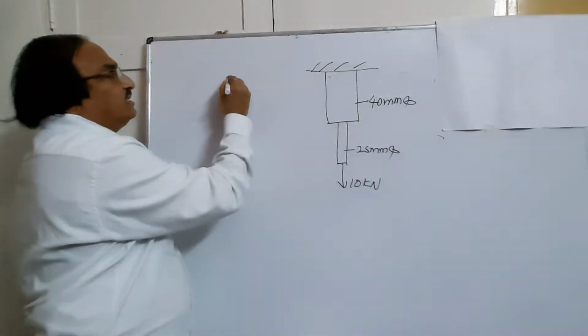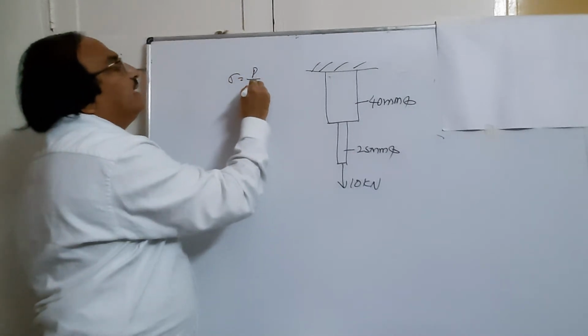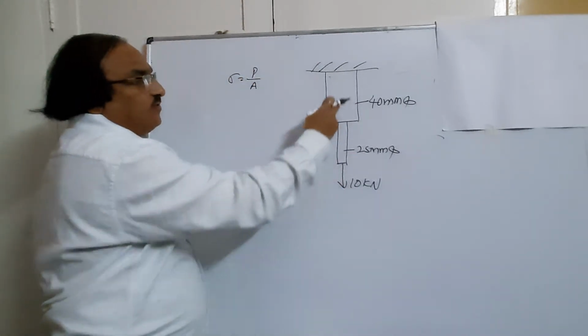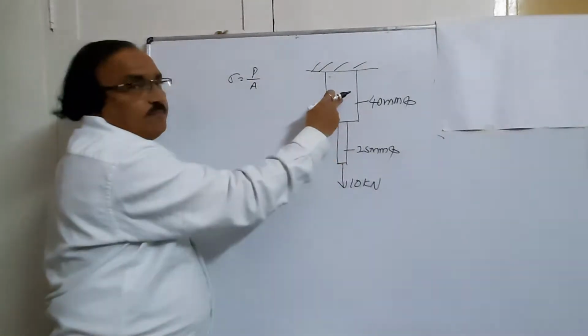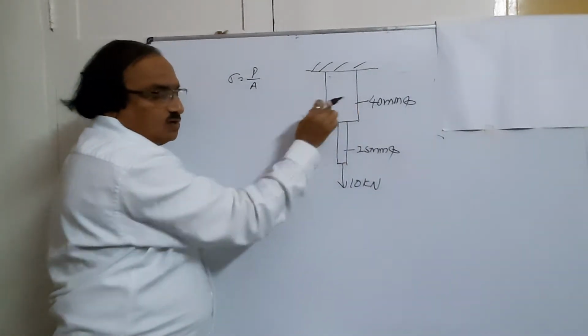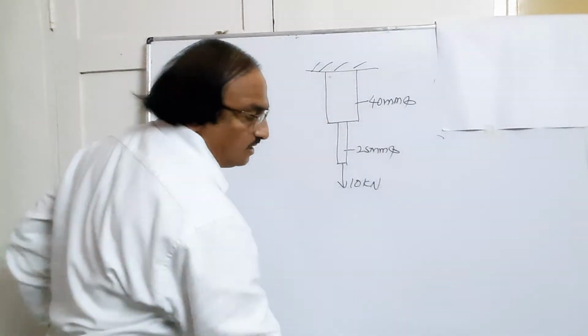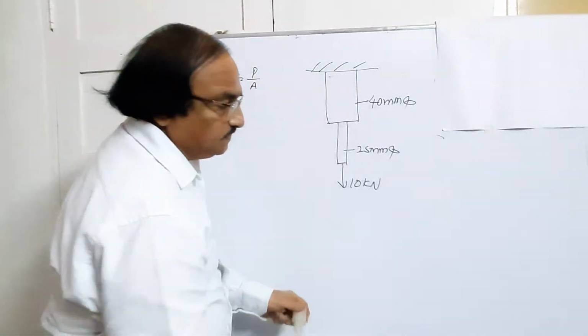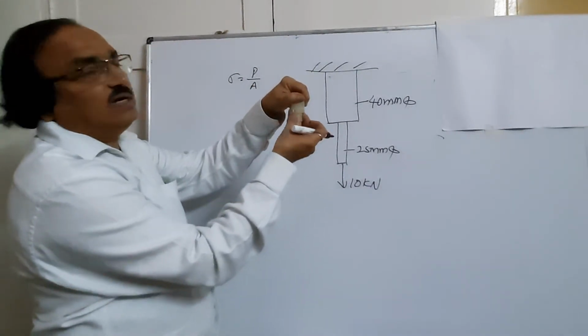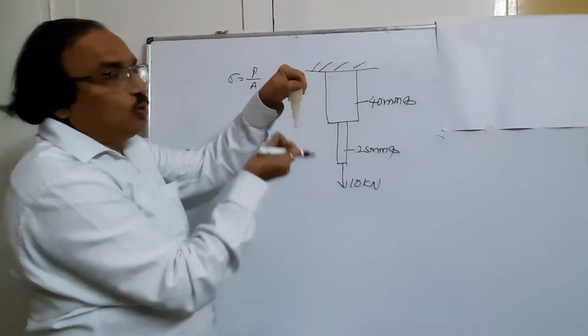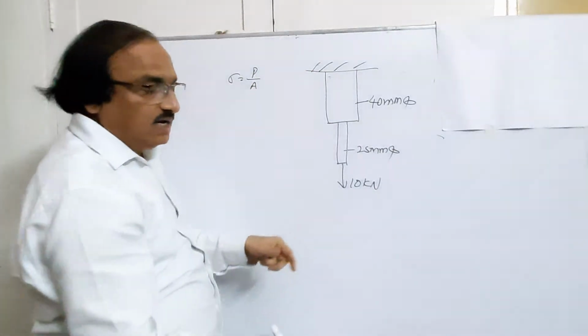We know stress is given by load by area. Load is the same from one end to the other end. What is changing is the cross-sectional area. This cross-sectional area is different. See, for example, if I show this figure, different area, different area, different area. If I apply the load, it is the same, but the cross-sectional areas are changing.